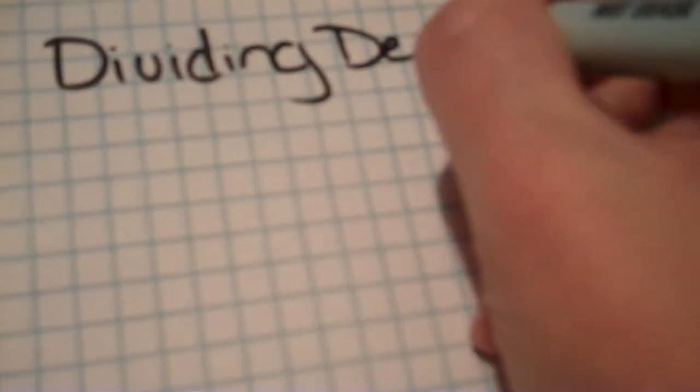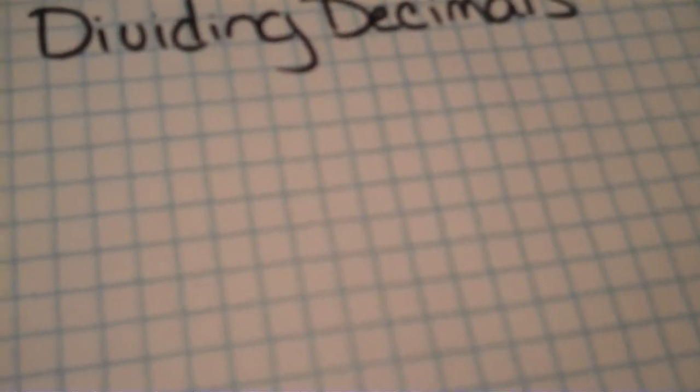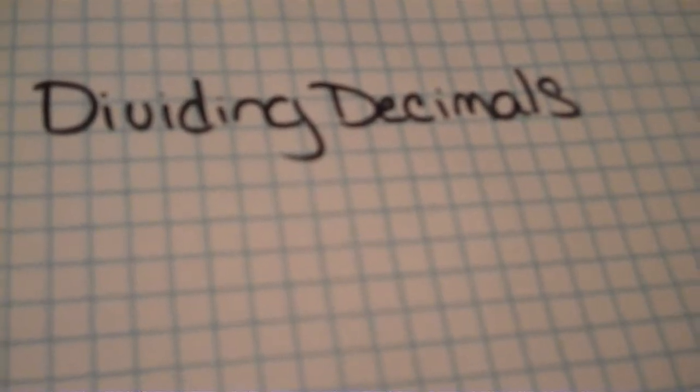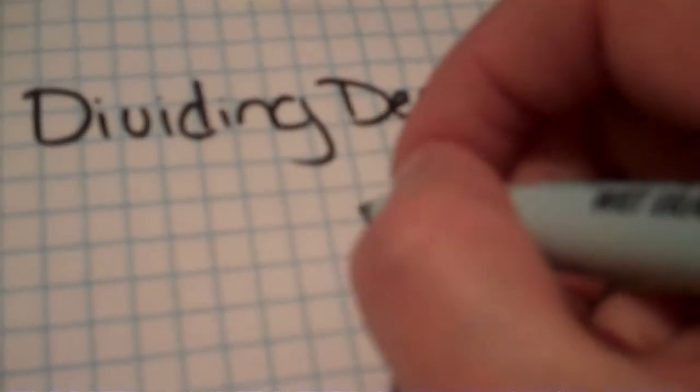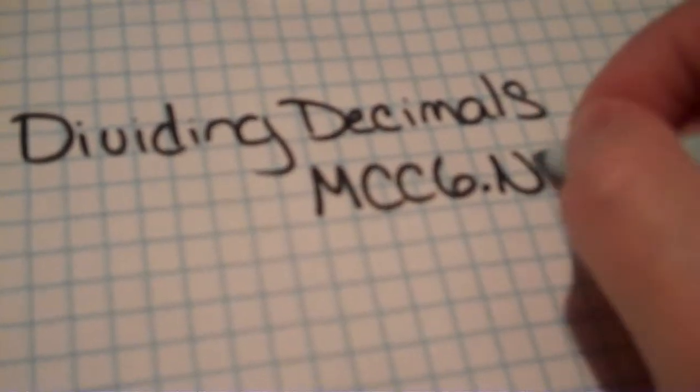Alright, we're going to look at dividing decimals. We're going to look at two pieces of dividing decimals: decimal numbers with whole numbers, and decimal numbers with decimal numbers. Our standard's the same, MCC6.NS.3. You should have this on your paper.